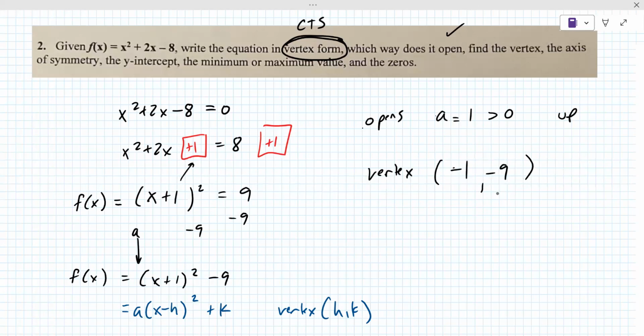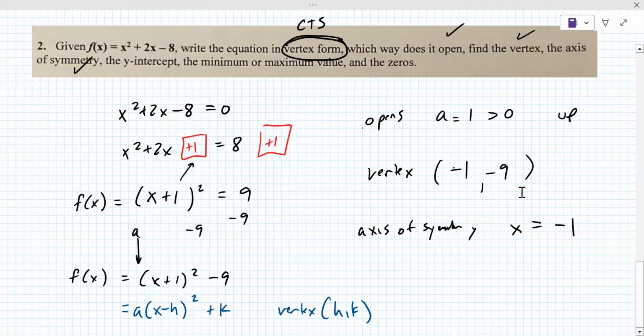Yes. Okay, that's great. Axis of symmetry. It's the x value of the vertex. It's an equation. So x equals -1. Yeah.